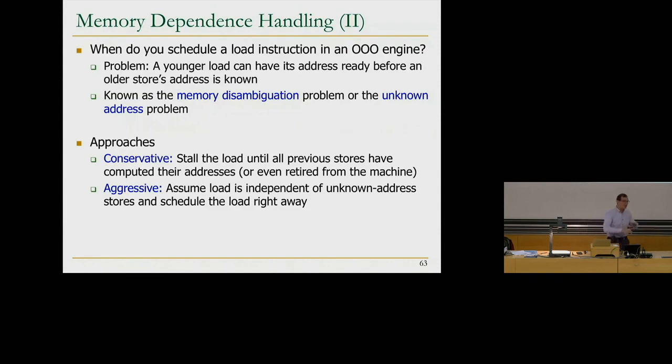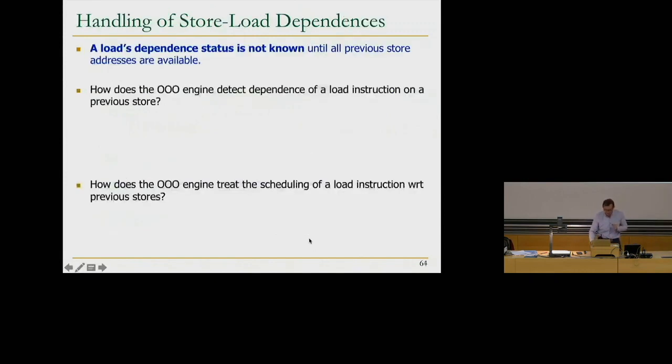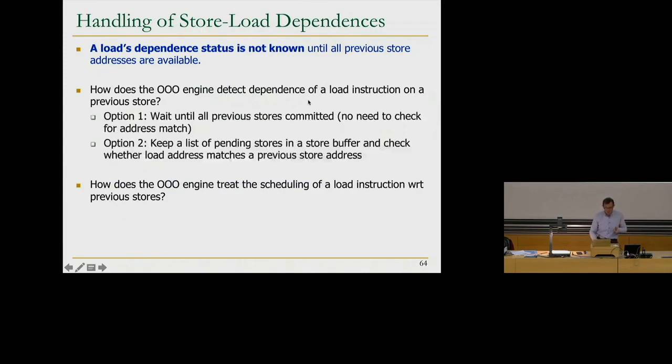Okay, there's also an intelligent approach, which pretty much all existing machines employ, which is more intelligent, as I said. You predict with a more sophisticated predictor if the load is dependent on any unknown address store. So let's take a look at this a little bit more. As I said, a load's dependent status is not known until all previous store addresses are available. There are two questions, actually. One is, how do you detect the dependence of a load instruction on a previous store? You wait until all previous stores are committed.